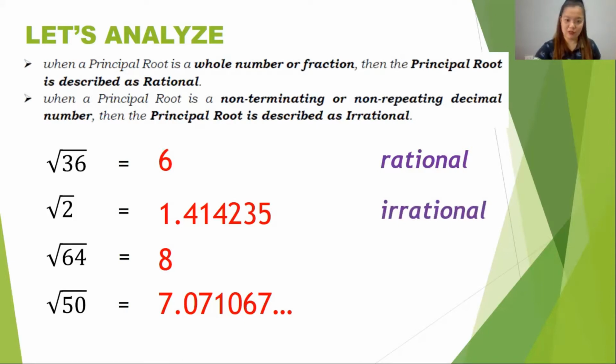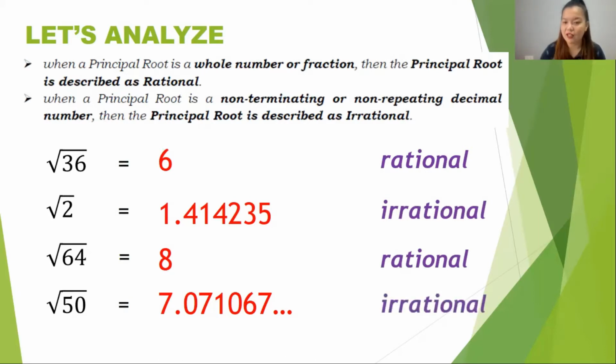Next is when you have 8, which is the square root of 64, that is rational number. And then the square root of 50, 7.071067 blah blah blah, and that is an irrational number. So alam na natin kung paano i-define yung principal root, whether it is rational or irrational.